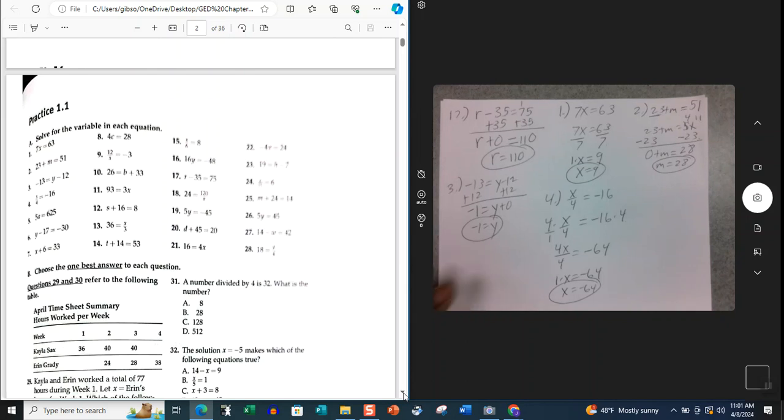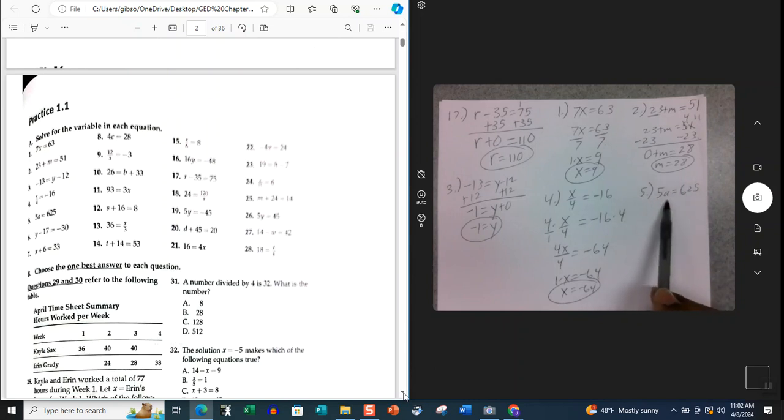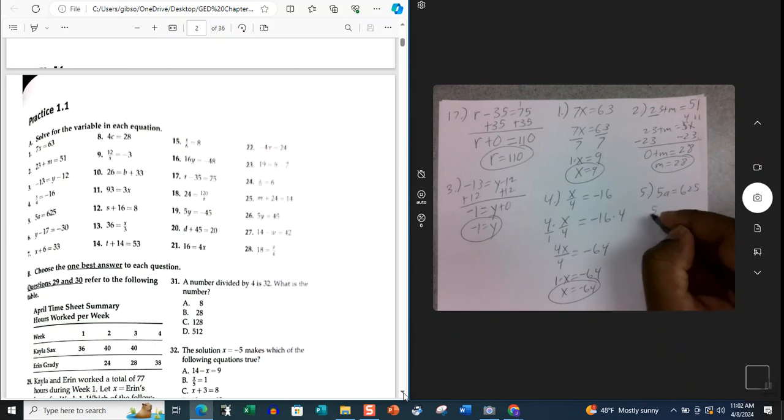Okay, now what we're going to do, we're going to bounce around a little bit because some of these are redundant problems. So I'm going to do some of them that are similar, and then we'll move on. So let's look at number 5. We have 5a equals 625. So now we have 5 times a. We're solving for a, and this 5 is connected by multiplication. So we would divide each side by 5.